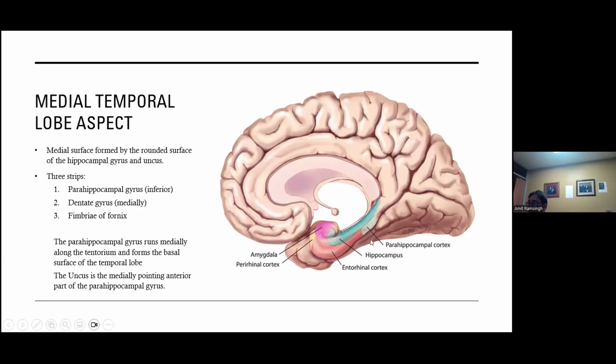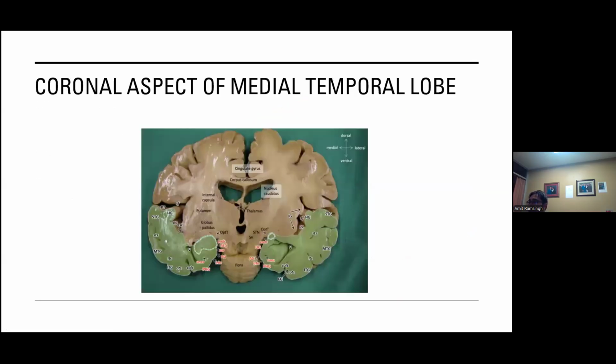There are three corresponding strips, right? Inferiorly, we have the parahippocampal cortex. We have the dentate gyrus medially, which you can't really see here, and the fimbriae of the fornix. The parahippocampal gyrus runs medially along the tentorium and forms the basal surface of the temporal lobe. And the uncus is medially pointing, part anterior to the parahippocampal gyrus. Again, this is a bit more appreciated on a coronal section here.